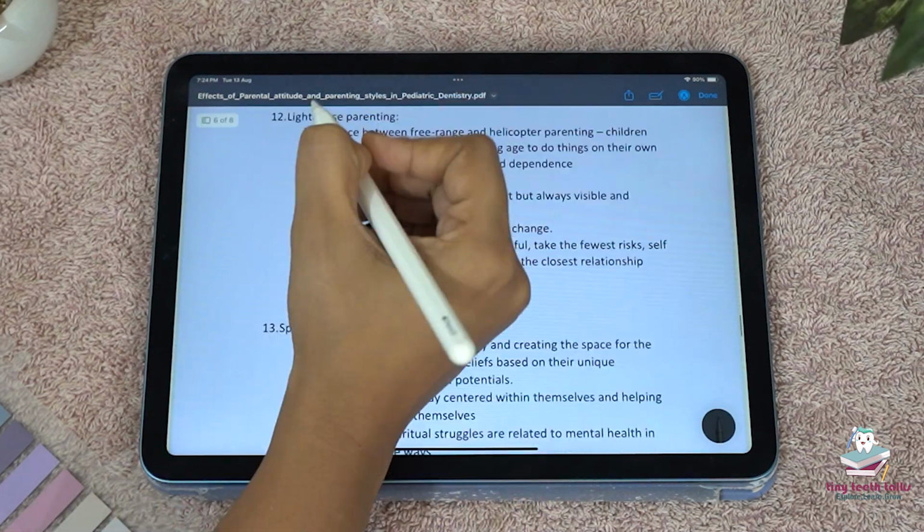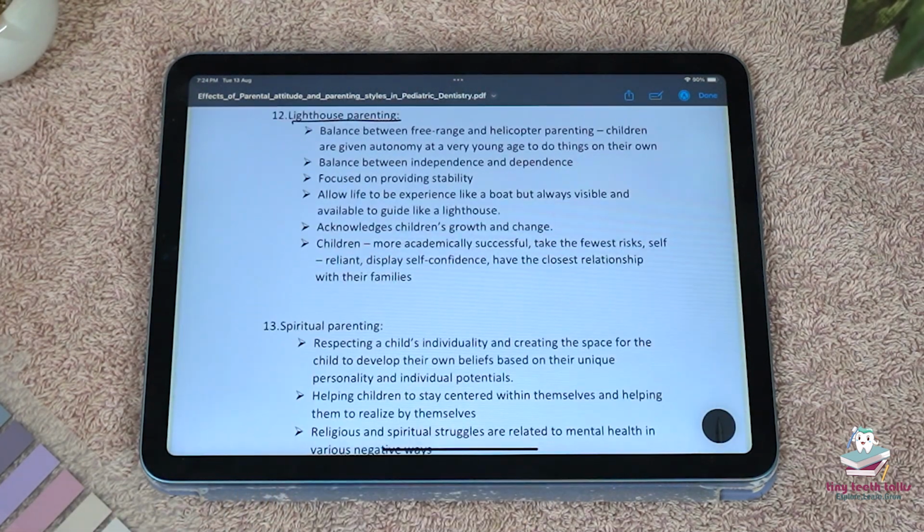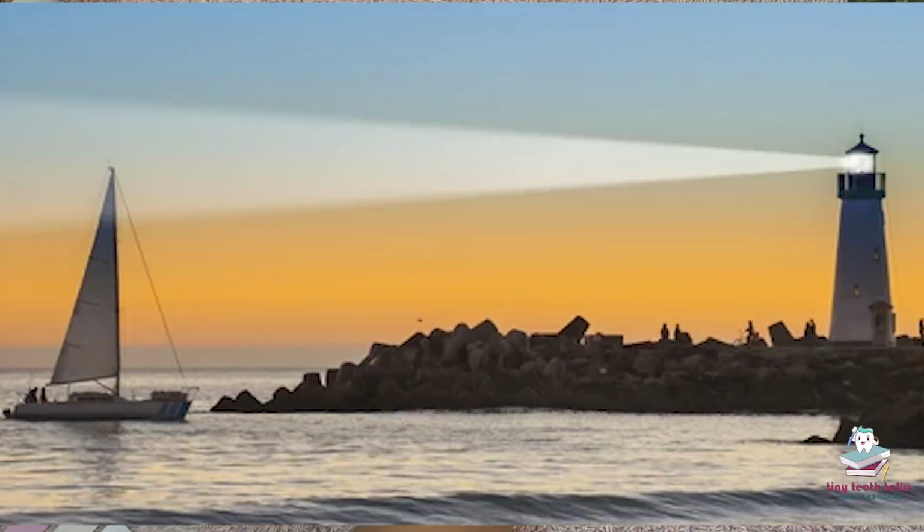under sedation. Lighthouse parenting. So the parents balance between free-range and helicopter parenting. Children are given autonomy at a very young age to do things on their own, but they balance between independence and dependence, focused on providing stability, allowing life to be experienced like a boat, but always visible and available to guide like a lighthouse.